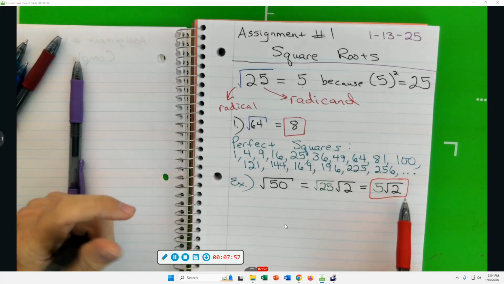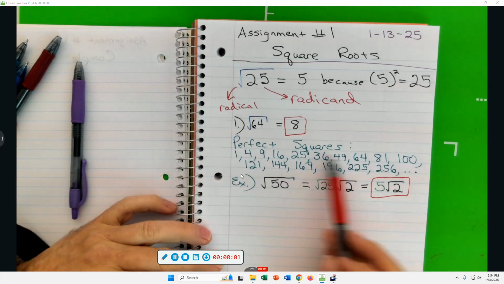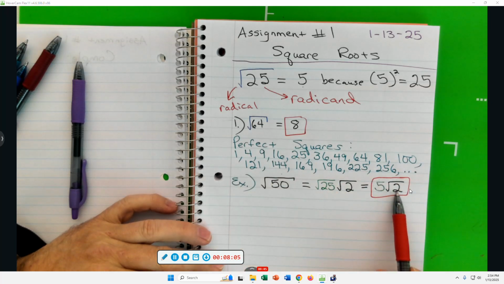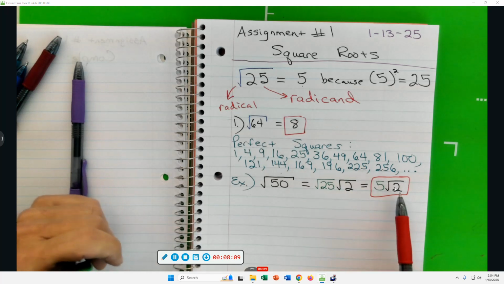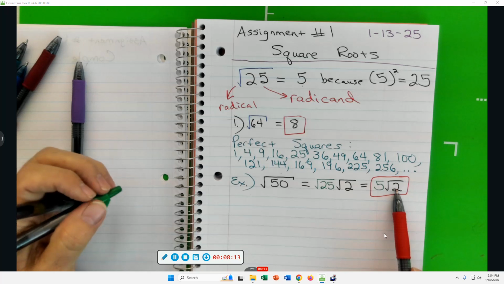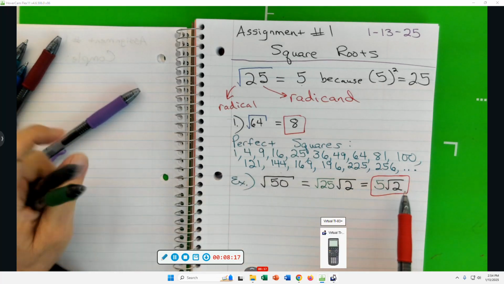But the number that's left under the square root can't have any perfect square divisor. The only number that'll divide evenly into 2 is what number? 1. The only perfect square divisor this number can have is 1. That means you know you're through reducing it.